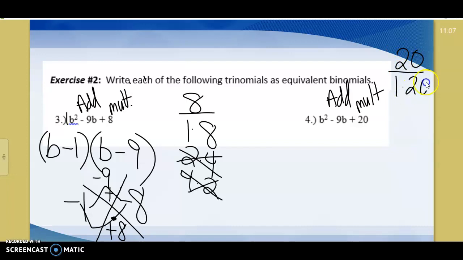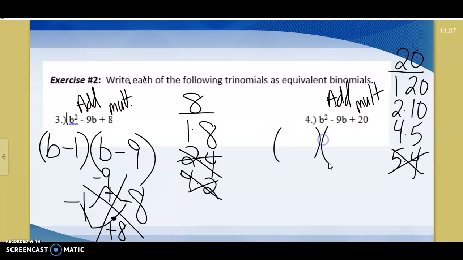1 times 20, 2 times 10, 3 no, 4 times 5, 5 times 4, that's enough. As soon as I start repeating myself, I can stop. We're trying to create two binomials. We have b squared, so let's break that up into two b's. And now think about the pair of numbers that would get us to -9 when we add.